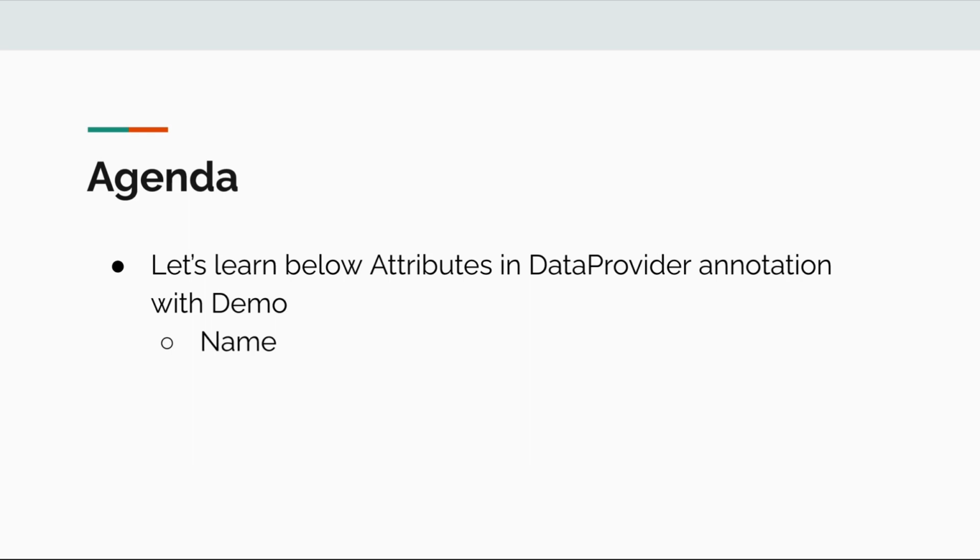The first attribute we are going to learn is name. Second, we will learn parallel. And the third one, we are going to learn about the indices attribute. So these are the three attributes which we are going to learn today.